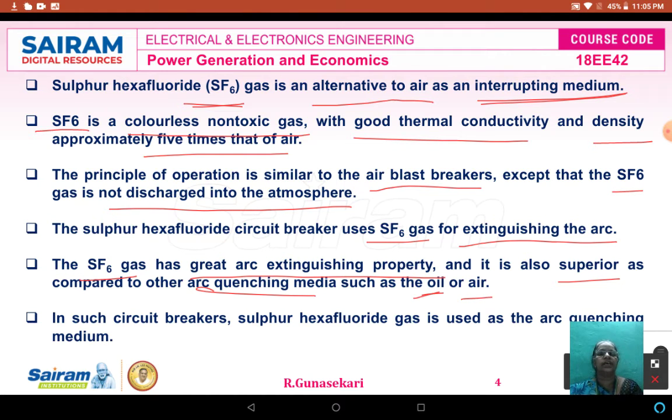Oil is used as an arc extinguishing medium in the oil circuit breaker. Air is used as an arc extinguishing medium in the air circuit breaker, and vacuum is used as an arc extinguishing medium in the vacuum circuit breaker. But compared to oil, air and vacuum, the SF6 gas is superior compared to the other types of arc extinguishing media used in other types of circuit breakers. The SF6 gas is used as an arc extinguishing medium in the SF6 circuit breakers.